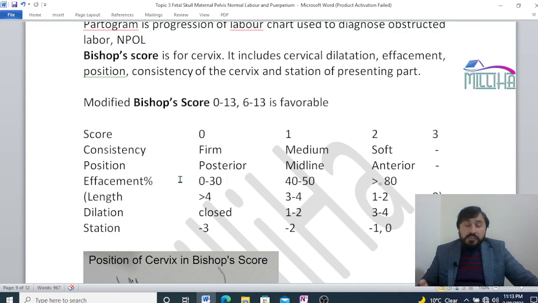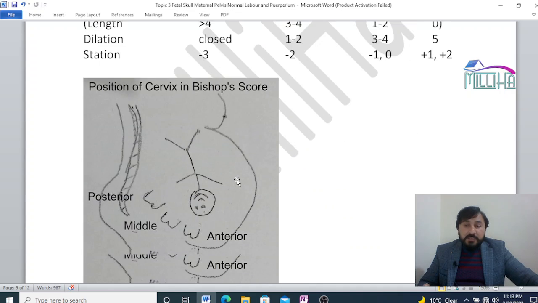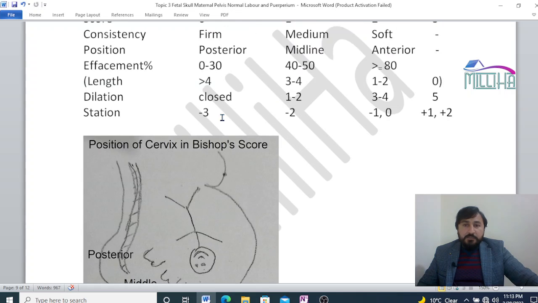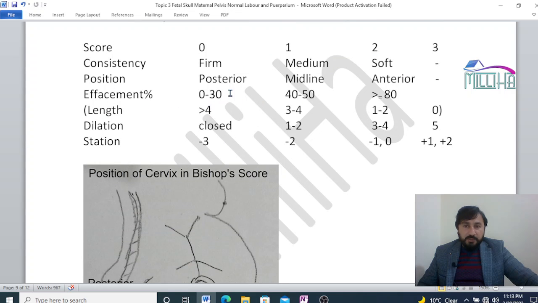Position: posterior. What is the position? I will explain it here. For example, if the cervix is posterior, it is called posterior. If it is in the middle, it is called middle. If it is directed anterior, its orientation is to the front, this is called anterior. That is the position of the cervix in the Bishop score. Posterior, middle, anterior: you will give a score of 2 for anterior.